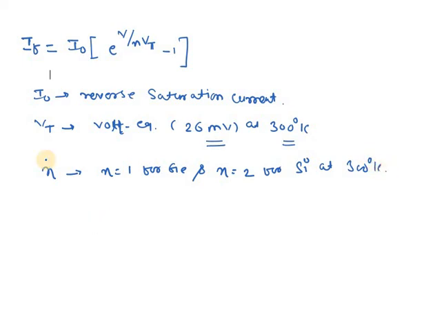So this is all about the forward bias PN junction type. I hope you understood this concept. Now in the next video we'll discuss about reverse bias PN junction type.